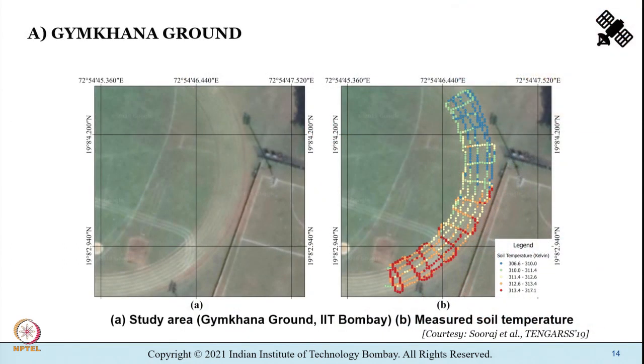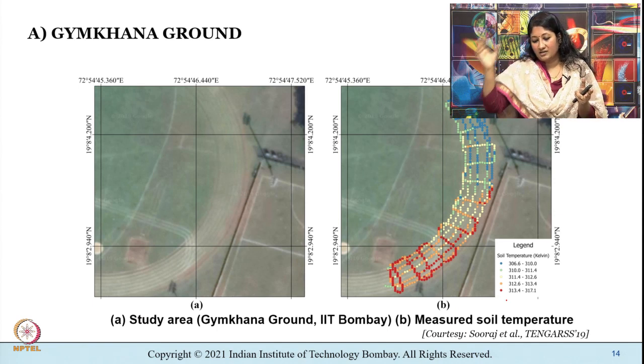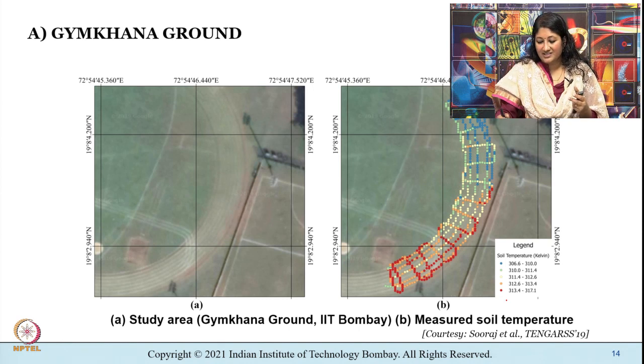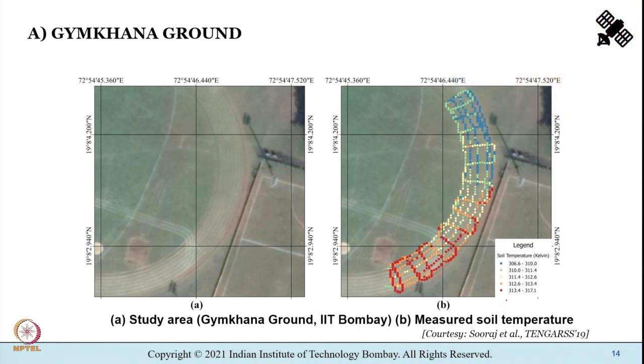So, what you see towards your left side is the Gymkhana ground, and what you see towards the right side is the ground over which the soil temperature measured by the radiometer is shown in different colors. Now, different colors indicate the different values of soil temperature in Kelvin. The interesting thing to note here is that this experiment was conducted during an afternoon. So, one part of the area was relatively shaded, whereas the other part was exposed to the sun, which is evident by the slight difference in temperatures that you see in the diagram towards your right side.